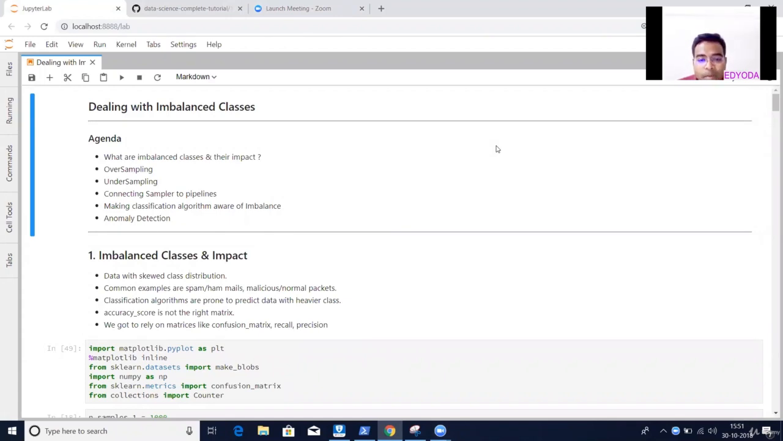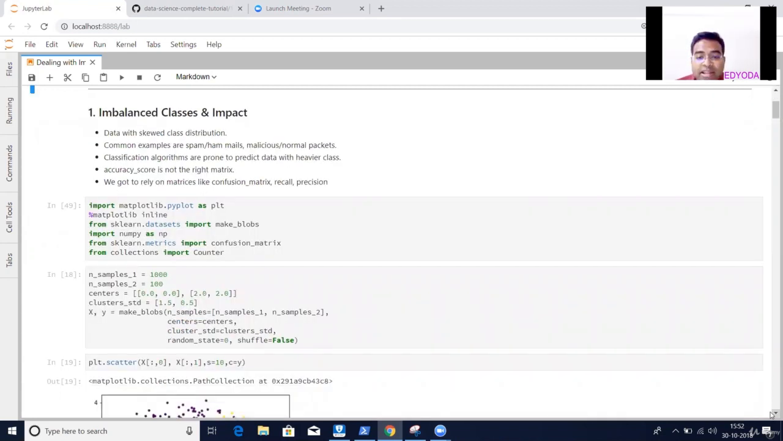Today we'll be discussing dealing with imbalanced classes. The agenda for today's discussion would be understanding what imbalanced classes are, their impact, oversampling, undersampling, connecting sampler to pipelines, making classification aware that the data is imbalanced so it can do something internally about it, and using anomaly detection for dealing with imbalanced classes. Let's first understand what imbalanced classes are and their impact.